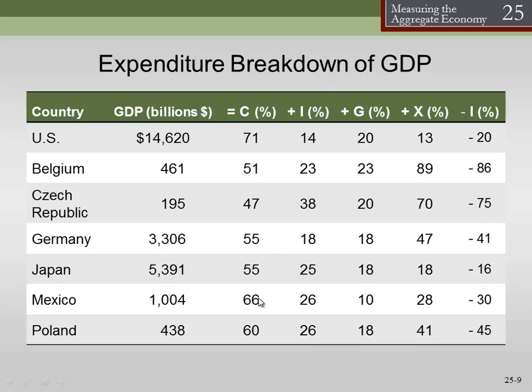And all of these countries consume a slightly lower percentage of their GDP than does the United States. And they invest a slightly higher percentage of their GDP than the United States. And their government spending is a little bit less too.